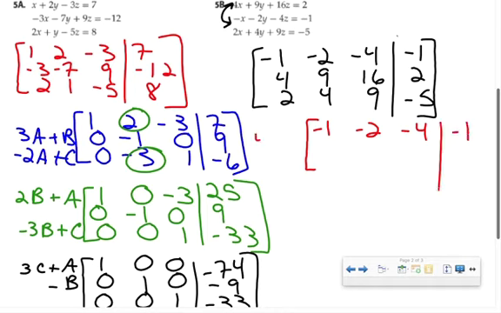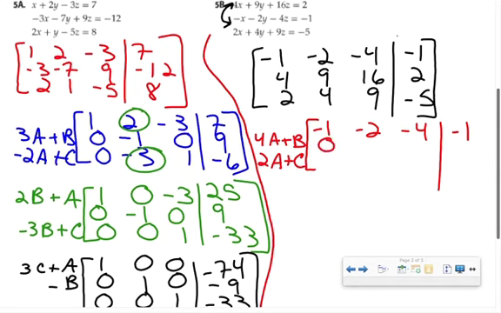But multiply it by 4 and add it to my second row. Multiply it by 2 and add it to my third row. So 4 times -1 is -4 plus 4 is 0. 4 times -2 is -8 plus 9 is 1.